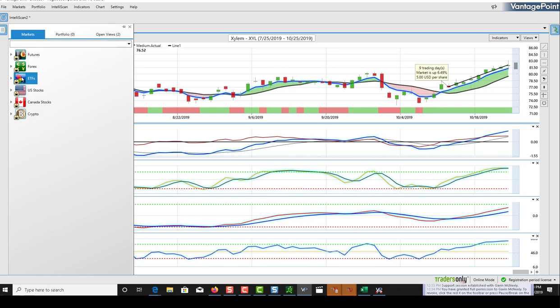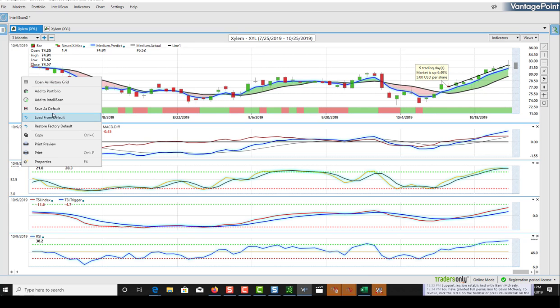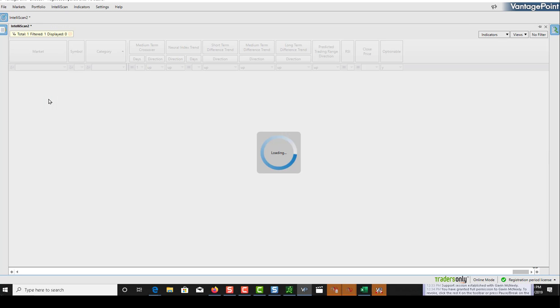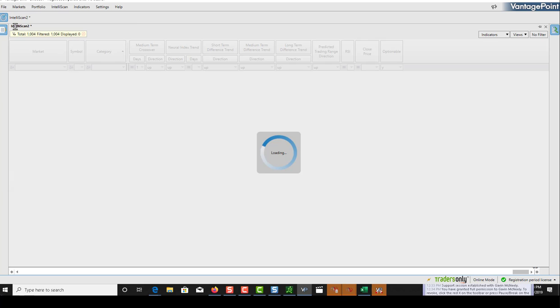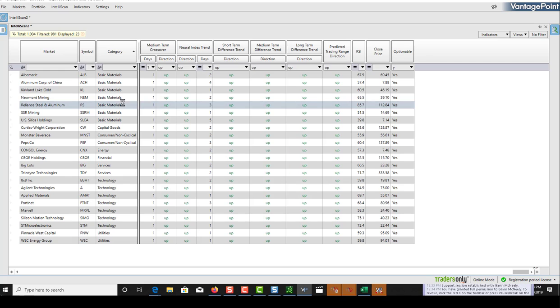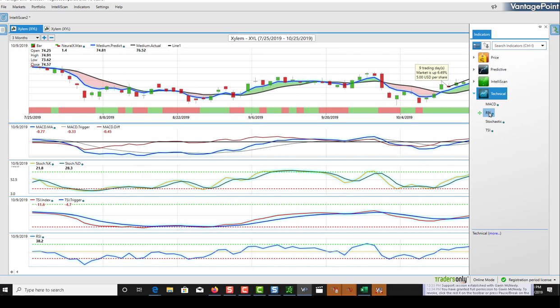Take a look at this. Going to add to IntelliScan. Take a look at our IntelliScan. 23, one day going up. That's 23 opportunities without putting anything in here. Take the RSI. Add to IntelliScan.